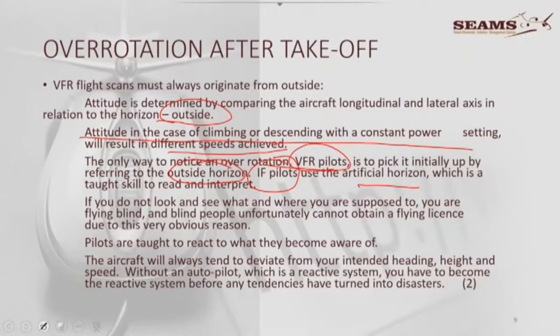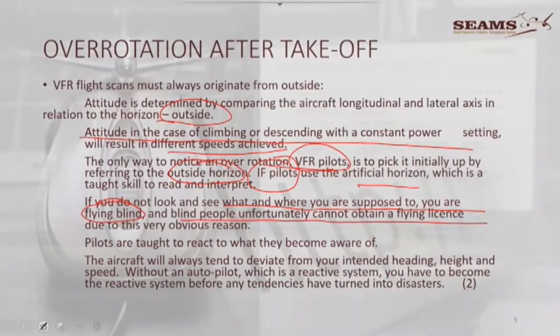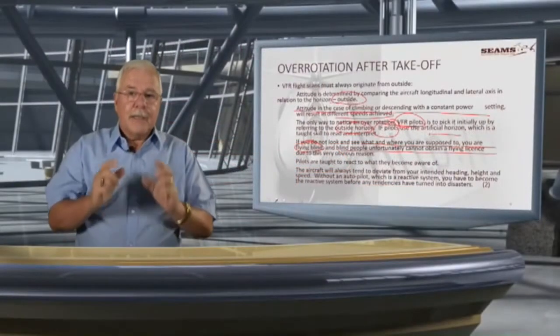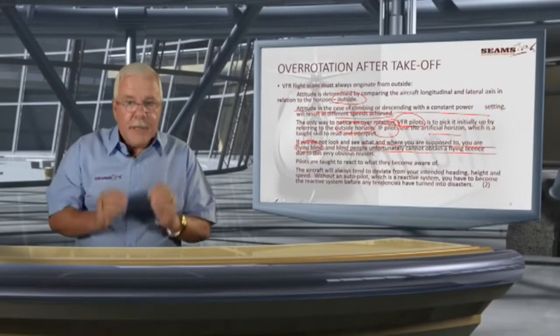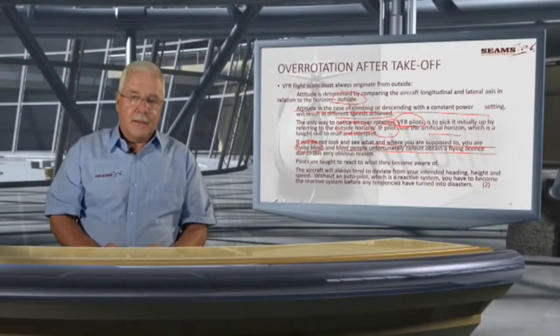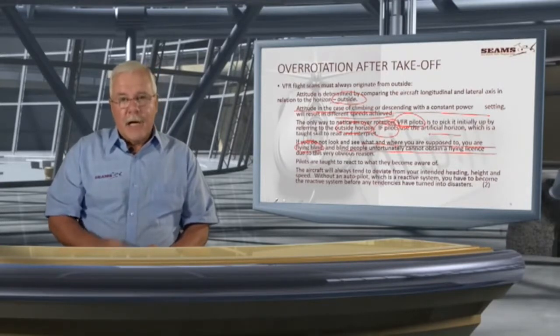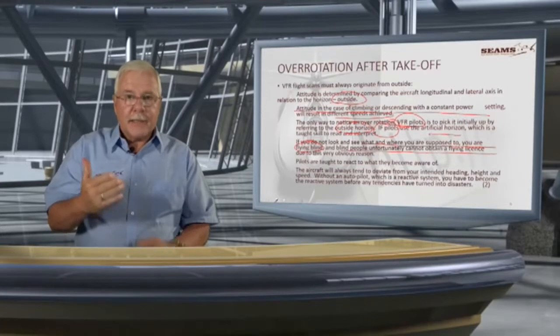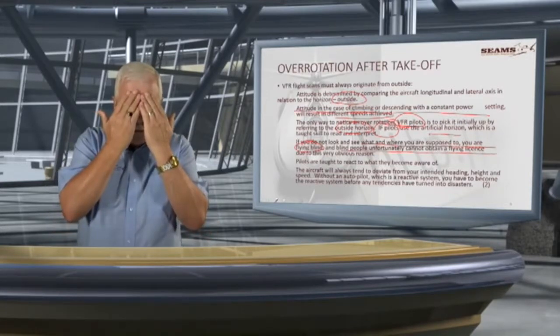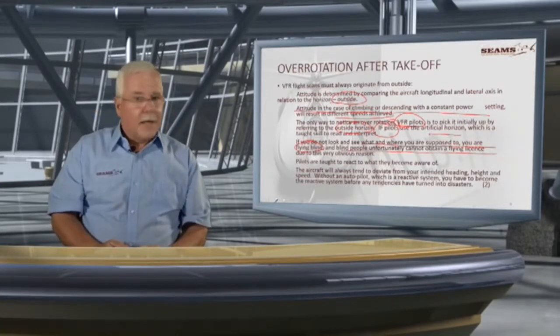Okay, that I've said. If you do not look and see what and where you are supposed to, you are flying blind. And blind people, unfortunately, cannot obtain a flying license. And I'm really not discriminating against anyone here. Really. Okay, get with it. If you are doing this, then you're also blind, and then you cannot fly.